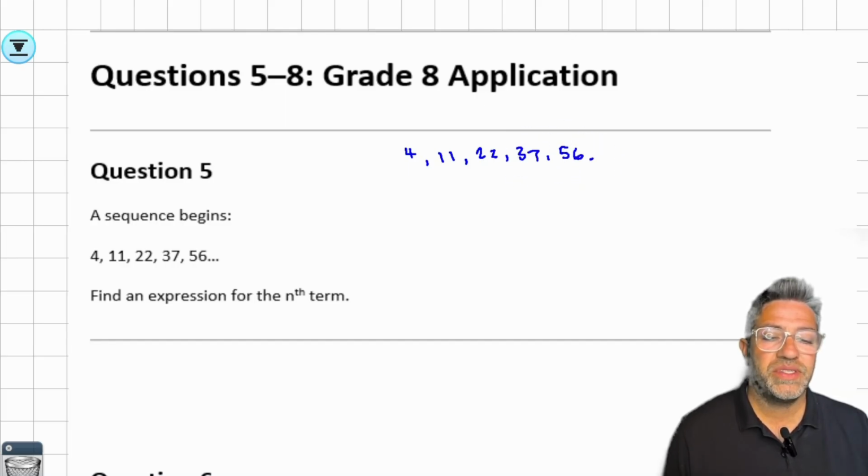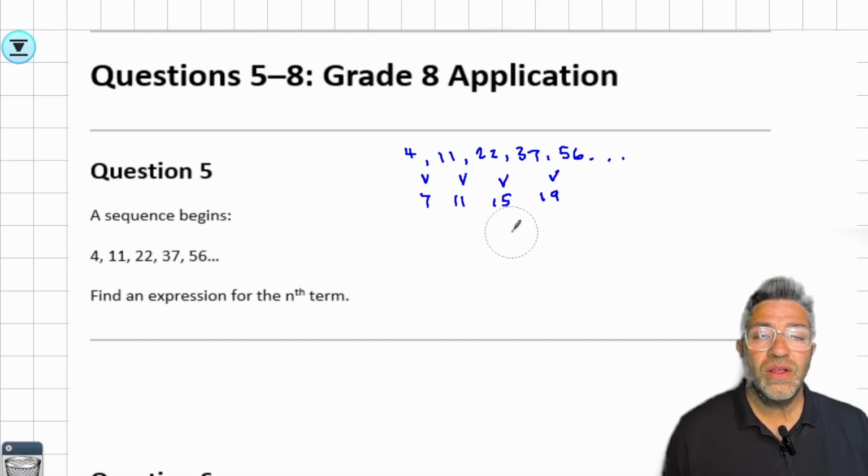We then have an ellipsis that indicates that the sequence is infinite. Now, as always, when looking for the nth term of a sequence, I'm just going to start off by finding the common difference. And straight away, in actual fact, there isn't a common difference. What that tells me is that this sequence, because we're at GCSE level, is most likely going to be a quadratic sequence.